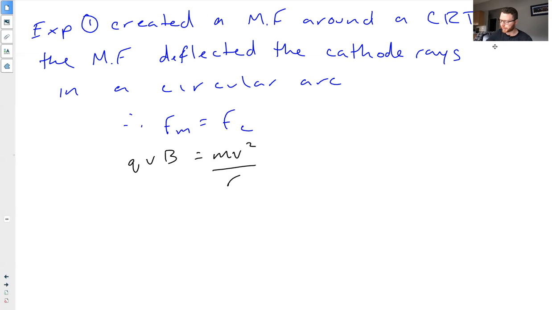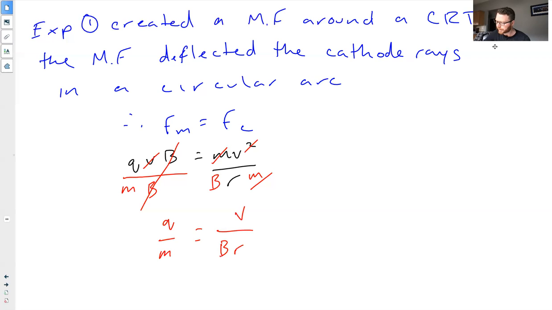Let's do a little bit of rearranging. We have V on both sides, so we can get rid of that. We are solving for Q over M, so let's divide both sides by B and both sides by M. So we are left with Q over M is equal to V over BR, and that M canceled.